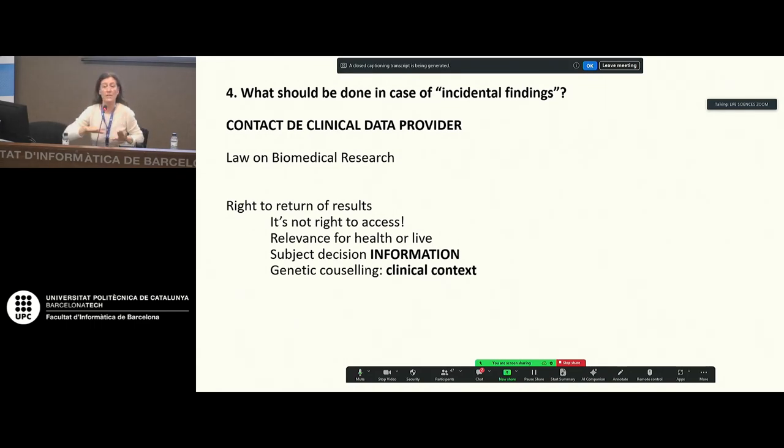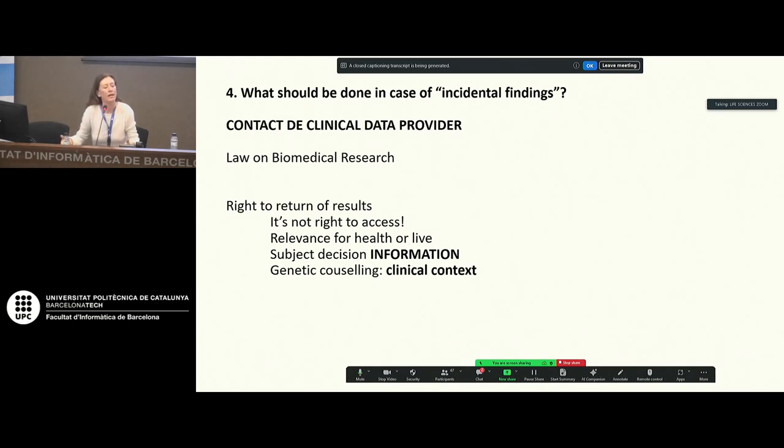But these are other rights. This is the right to return of results. And this right doesn't need an application of the subject, but needs a positive action of the scientist. It depends on the decision of the data subject, who has to be asked before: what do you want to know?